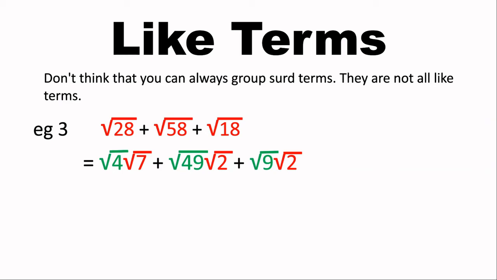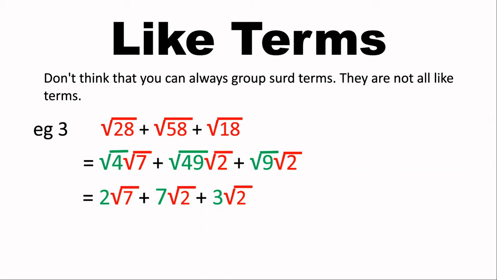49 can be square rooted, that's 7. And 9 can be square rooted, that's 3. So I've got 2 root 7 plus 7 root 2 plus 3 root 2. Now each of these terms has been simplified, but they're not all like terms. 2 root 7 cannot be grouped with 7 root 2. They need to have the same number underneath the square root sign.